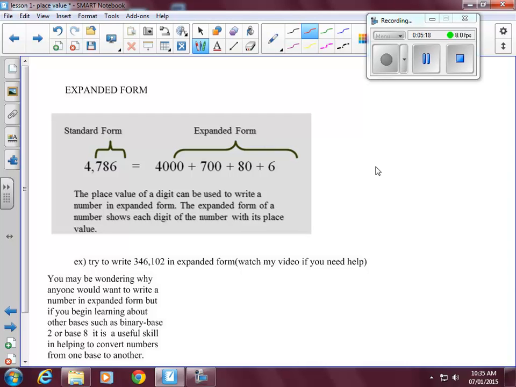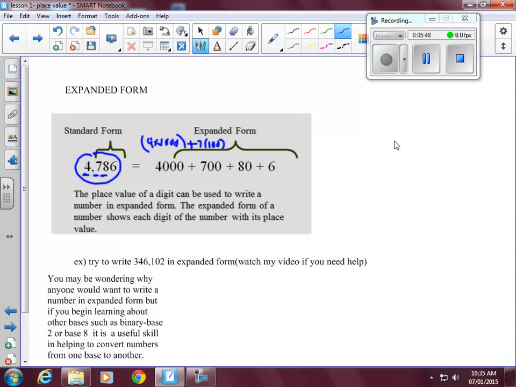Expanded form. Place value helps you write a number in standard form to expanded form. So I just want to talk about that. Here's 4,786. Notice in expanded form, it's almost like you're saying the 4 is in the thousand spot, so it's like you're saying 4 times 1,000. It's like times its place value. Plus the 7 is in the hundred spot, so plus 7 times 100. So I like to think of it as each digit times its place value.